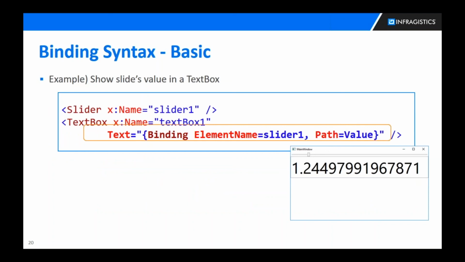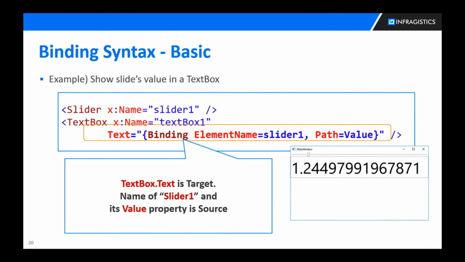So with this dependency property, if you want to use binding, you set Text equals brackets, Binding, ElementName or other options, and also you set Path. This means that the TextBox.Text property is the target, and the name of Slider1 and its Value property is the source. So you actually connected two things: the slider's value with the text box's text property.